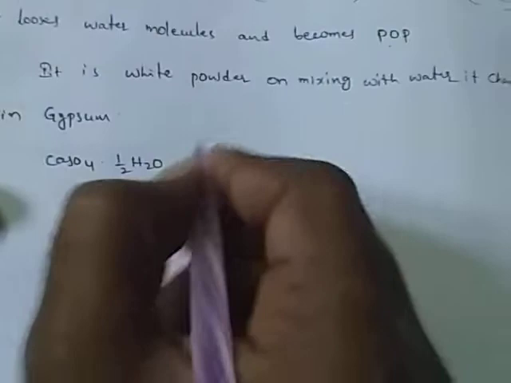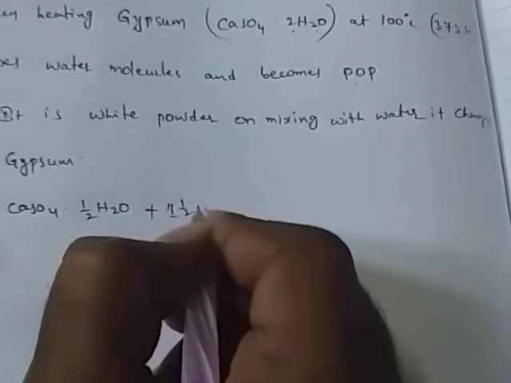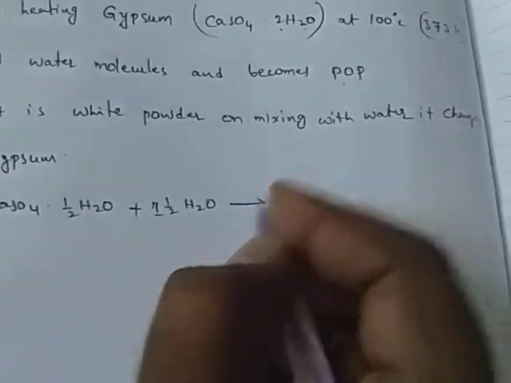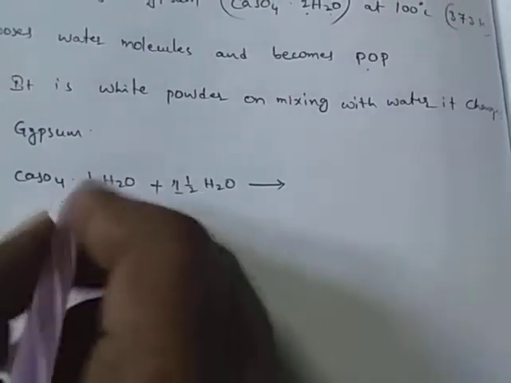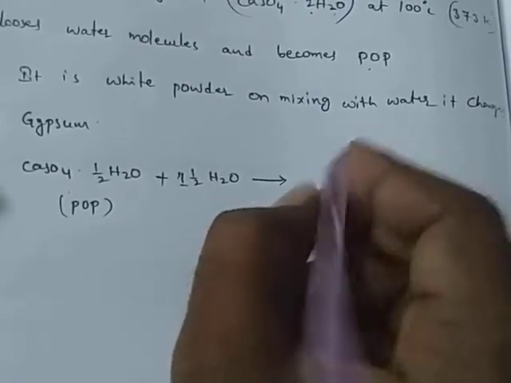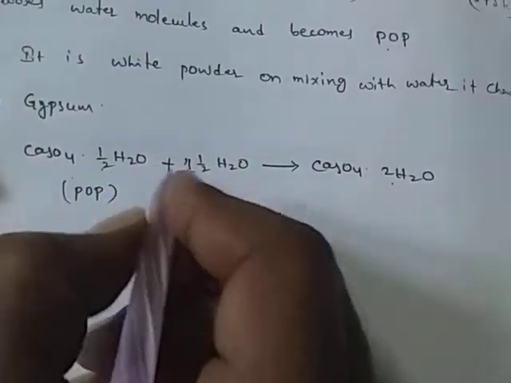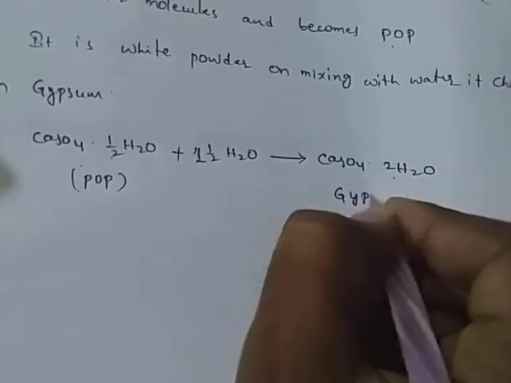Okay, when we are mixing with water, that POP changes into gypsum. So what is the reaction? CaSO4·½H2O, this is POP. We are mixing with water. How many moles of water? 1.5 moles of water. What will it form? This POP, plaster of Paris, is converted into the gypsum. What is the gypsum formula? CaSO4·2H2O. Here 2H2O, there half H2O. When we mix the water, it changes into the gypsum.